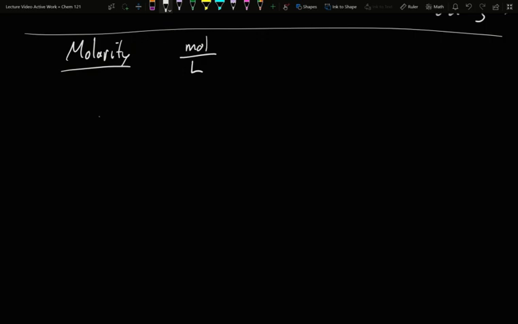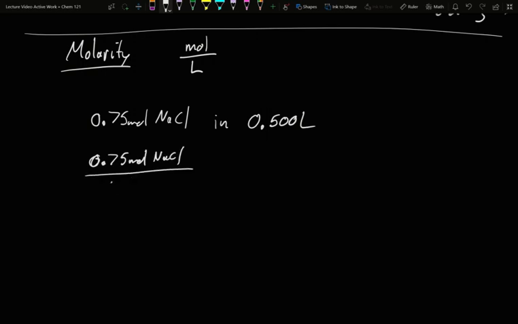And so let's say you have 0.75 moles of sodium chloride, and you put it in 0.500 liters. I have so much chemical, I have a volume. My molarity is just those values: 0.75 moles of my chemical over 0.500 liters of solution. It's a ratio. Molarity is just a ratio that lets us convert between liters and moles of a chemical.